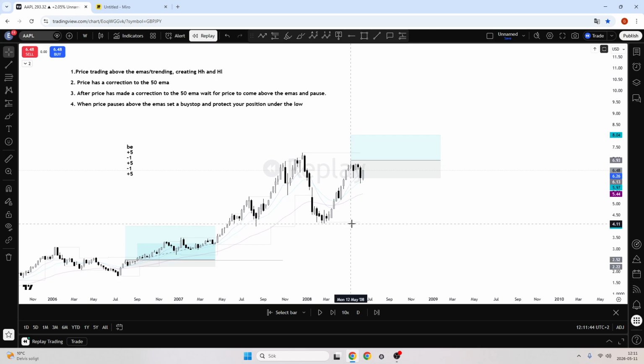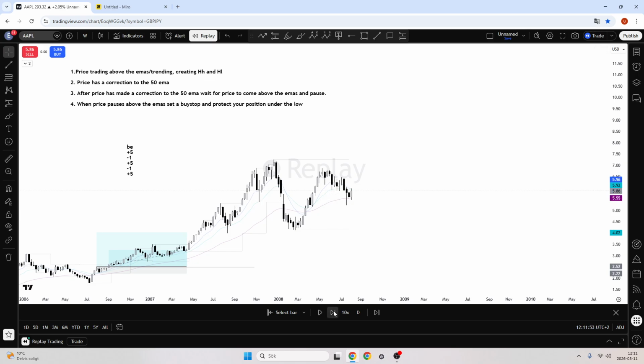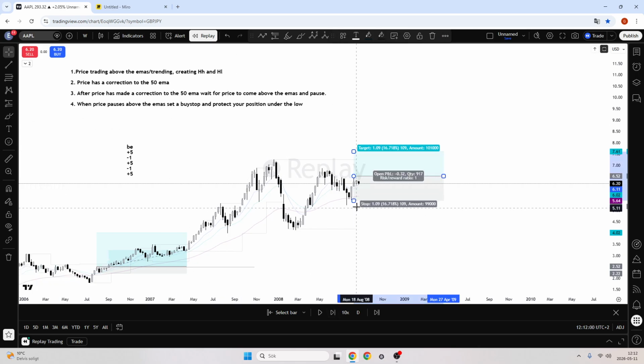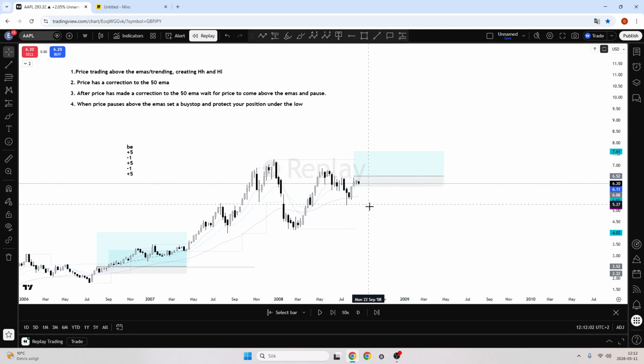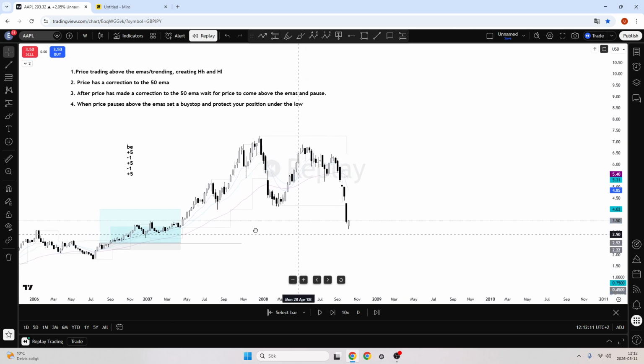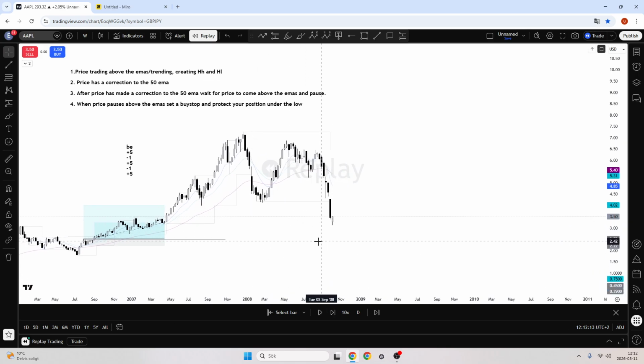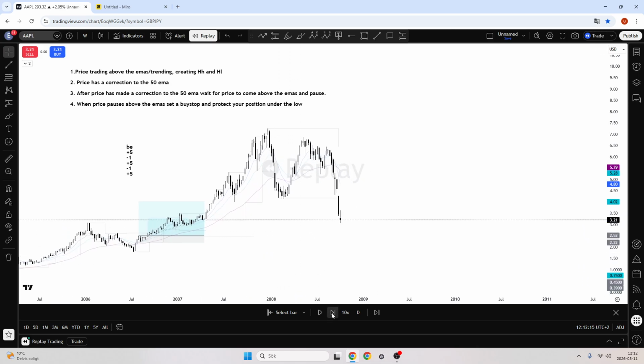All right, we are still pausing here. So we come back to the 50 MA again, so that's good. Let's wait for a pause. So we're pausing here. I like this pause very much, so I would simply throw a buy stop at that point right there. It comes back again to the 50 MA, so we just cancel that. And now we're just selling off, so there's nothing for us to do.